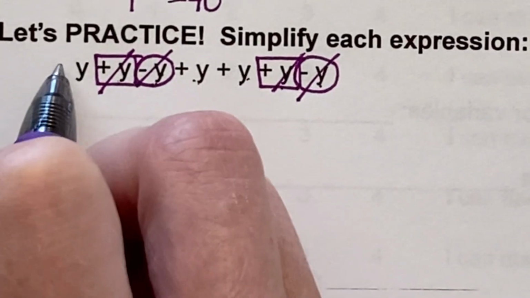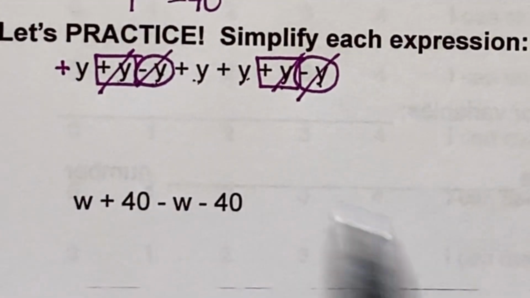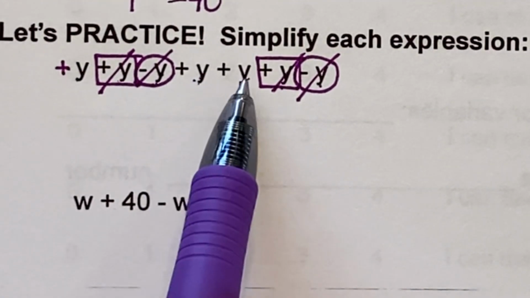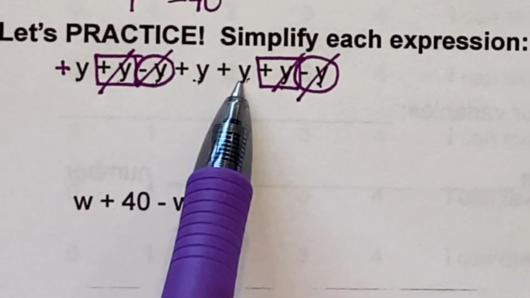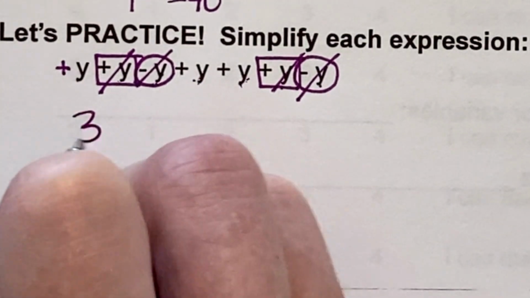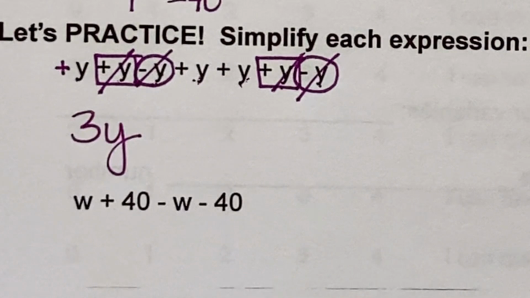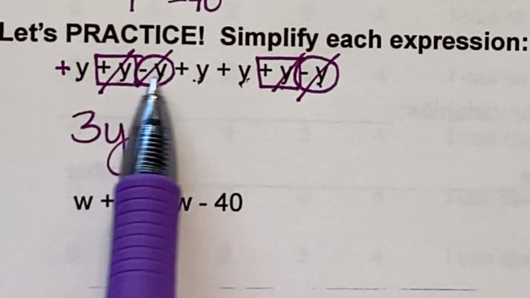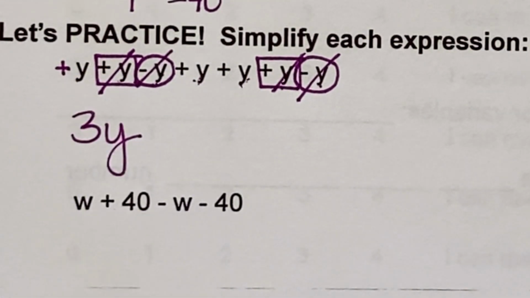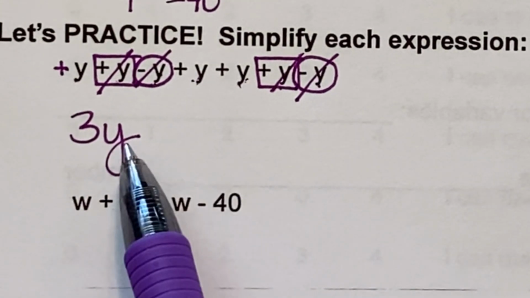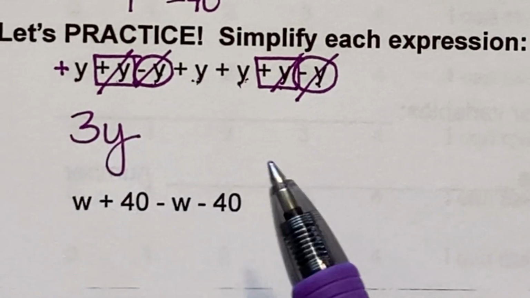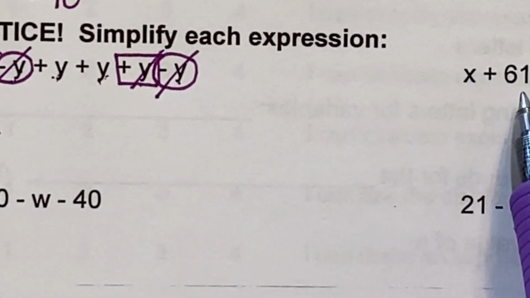And then how many of these are we left with? Well, there's an invisible positive sign there. So I have a positive number, a positive, and a positive. I have 3 copies of this number. So this whole thing will simplify to just be 3 times y, 3 copies of y. And that is as simple as I can go because I don't know what y is standing for at this point.